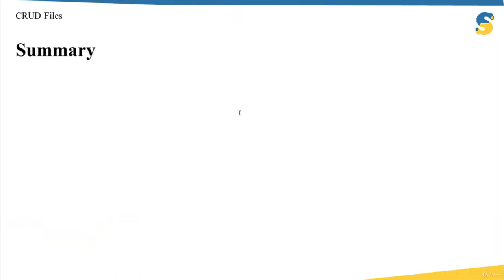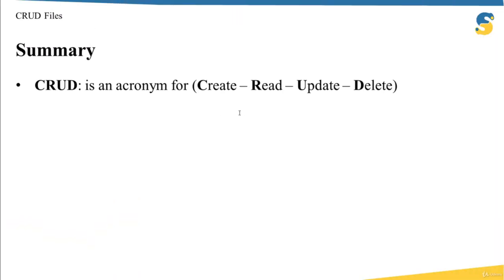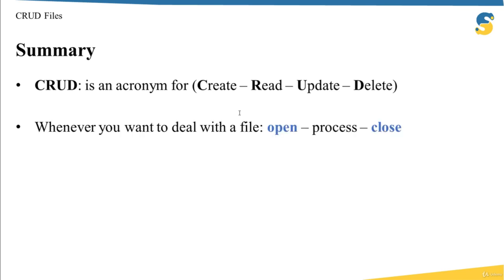Now let's recap what we have learned in this lecture. First of all, CRUD has been defined as an acronym for create, read, update, delete. And after that, we talked about how we deal with files, and we said whenever you want to deal with a file, you have to open, process, and close. And it's highly important to close the file. We saw together the function open, and we saw that it's quite important to deal with files because usually whenever we want to read, write, or append data, we have to use the open function.